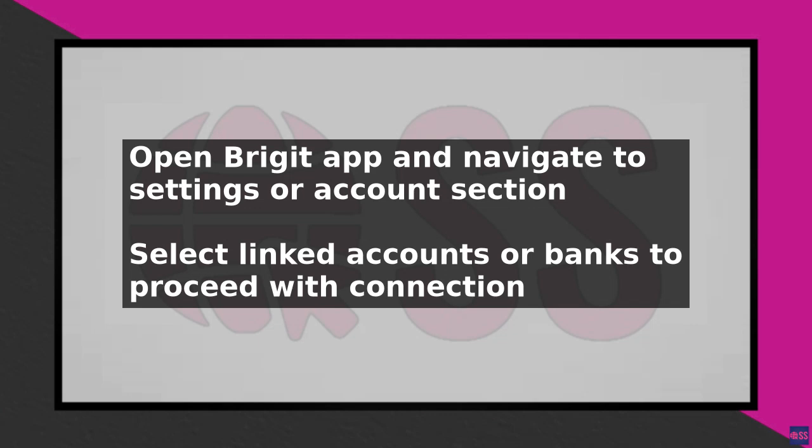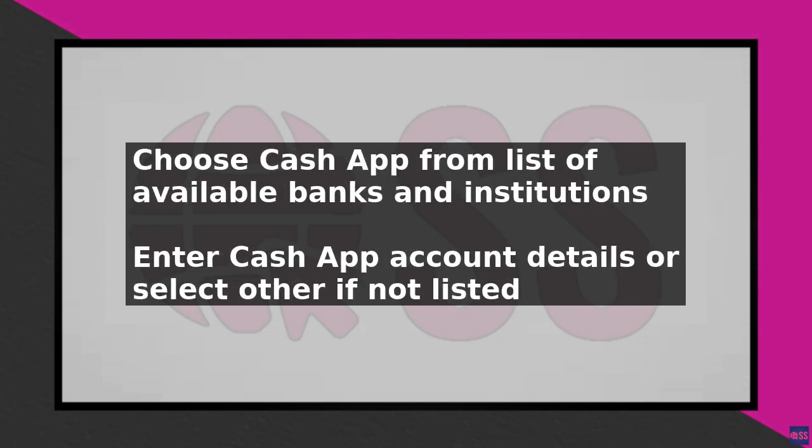You will be prompted to enter your Cash App account details, including your Cash App login credentials or the account and routing numbers associated with your Cash App account. Enter the required information and confirm that you want to link your Cash App account to Brigit. Wait for the verification process to complete. This may take a few seconds or minutes.